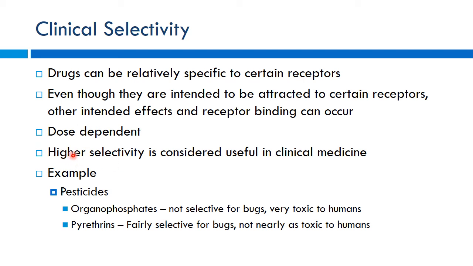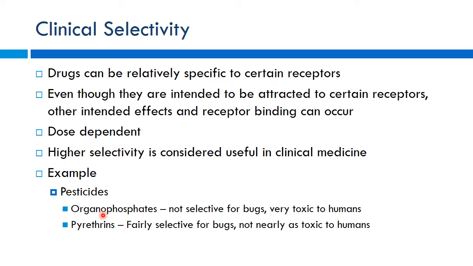So in general, though, we like higher selectivity. We like things to be very specific and only affect one type of receptor. So that usually is going to limit the type of side effects we're going to see there. So a good example of this nowadays is the fact that the pesticides that we use usually in America are going to be mostly these pyrethrins, right? So if you were to go to buy an insecticide from the hardware store, you would notice that most of them are going to be this pyrethrin base.